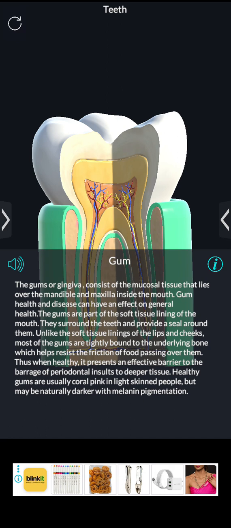Unlike the soft tissue linings of the lips and cheeks, most of the gums are tightly bound to the underlying bone, which helps resist the friction of food passing over them. Thus, when healthy, it presents an effective barrier to the barrage of periodontal insults to deeper tissue. Healthy gums are usually coral pink in light-skinned people, but may be naturally darker with melanin pigmentation.